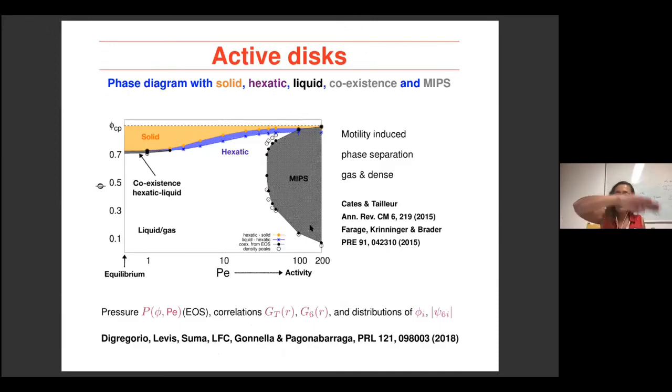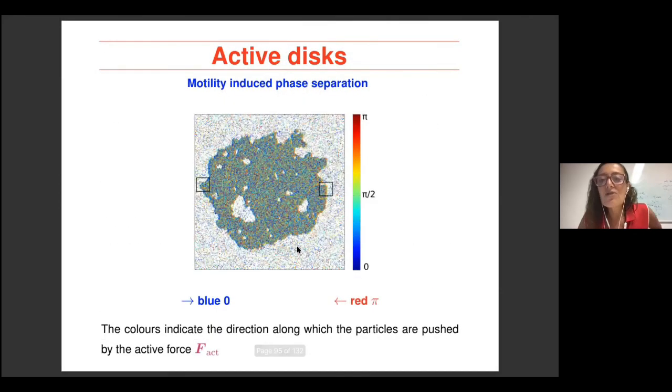So this is like what you have in a normal equilibrium problem, where this axis would be temperature and this axis would be concentration, right? So if you go to parameters within this MIPS region, what the system would like to do is to phase separate into a dense droplet with this density and a dilute environment with this other density. And for example, these are simulations of our group, but there are many other simulations, where you see this dense droplet immersed in these surroundings of gas.